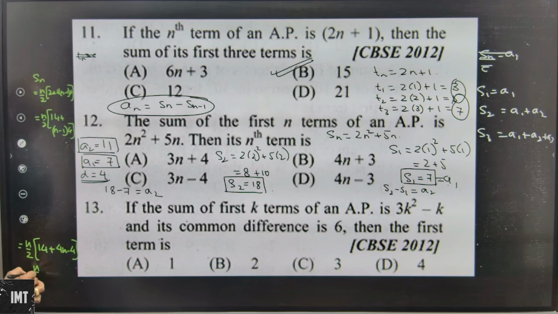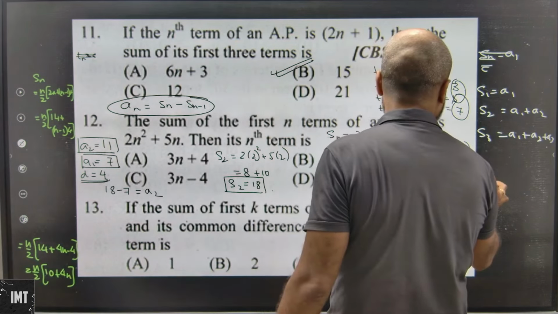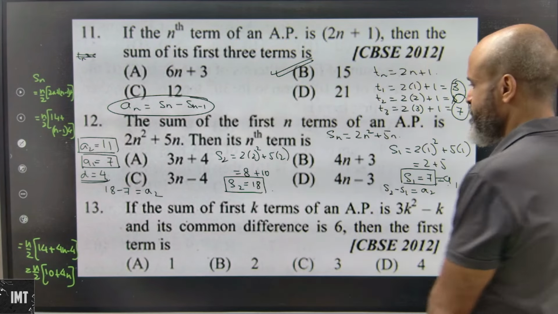So that will be n by 2 into 14 minus 4, that is 10 plus 4n. If I take out 2 as common, this will be n by 2 into 2. That leaves you with, something is going wrong.